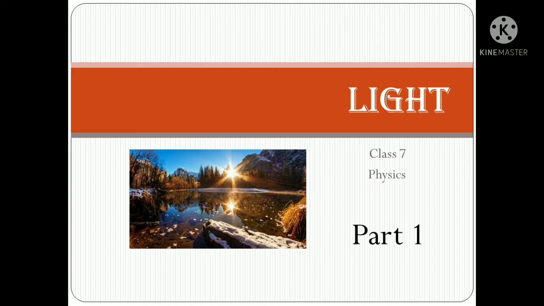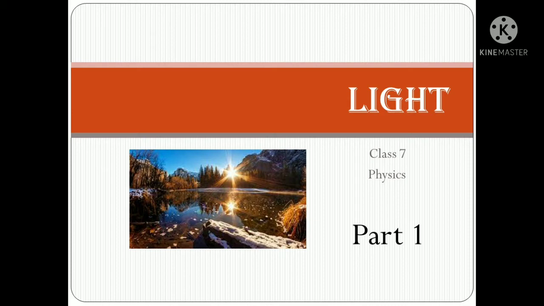While we talk about light, what actually is it? How can we see objects? Without the presence of light, we can't see any objects or our surroundings. Like in a dark room, can you see anything? No, isn't it? So without light, nothing is possible. Now let's start the chapter. What we are going to study here is the reflection of light.